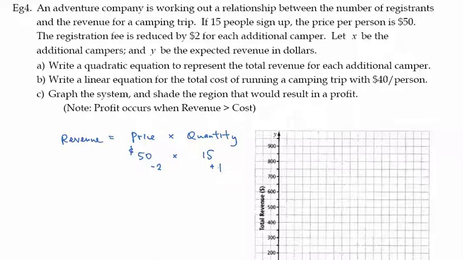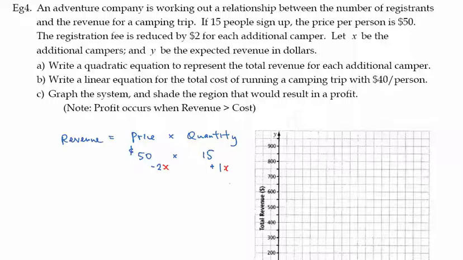But of course, they're not going to just drop $2. They may drop by $4, by $6, by $8. We don't know how many times they want to change their price. And every time they drop the price, one more person joins the trip.